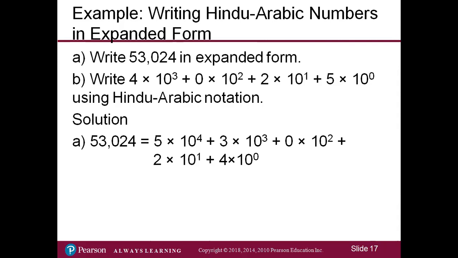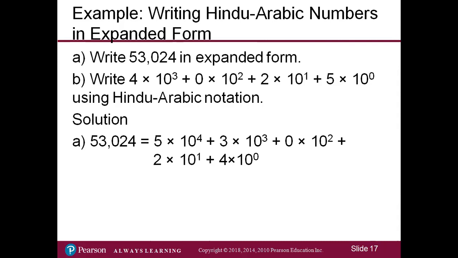place value's digit and its place value in multiplication form, kind of like we saw, I think it was the Chinese system, right? They had a coefficient and a base 10 value, coefficient and a base 10 value. That's how we're expanding this out. So 5 times 10 to the power 4 plus 3 times 10 to the power 3 plus no 10 squareds plus 2 10 to the power 1s plus 4 10 to the power 0s.